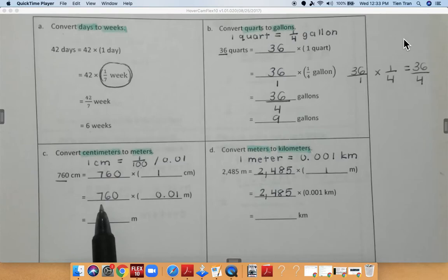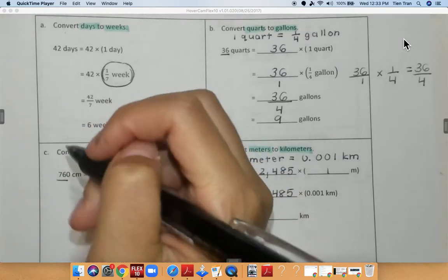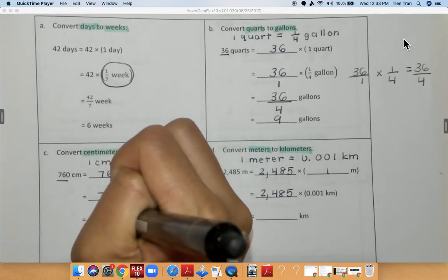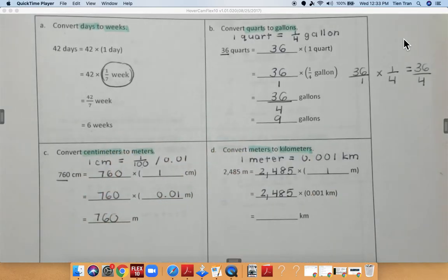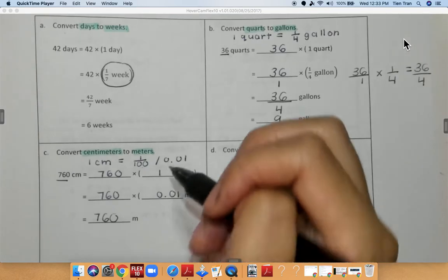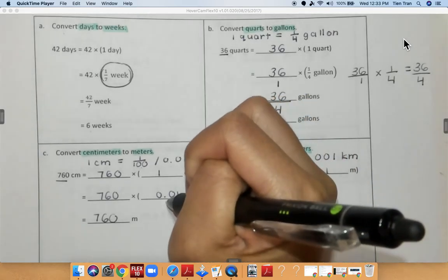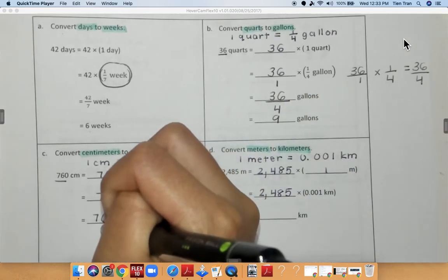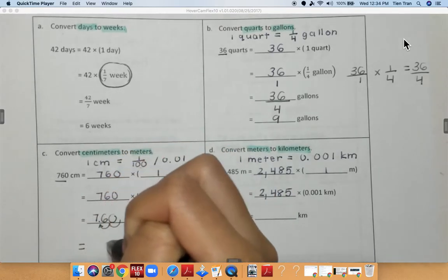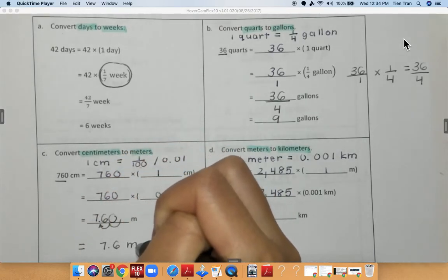So I know that 760 times 1 is going to give me 760. Okay? Now, you need to make sure that you're moving your decimal over twice. 1, 2, because in your problem, you are moving it over twice. So your final answer is 7.6 meters.